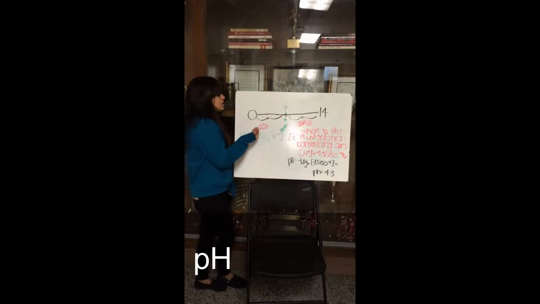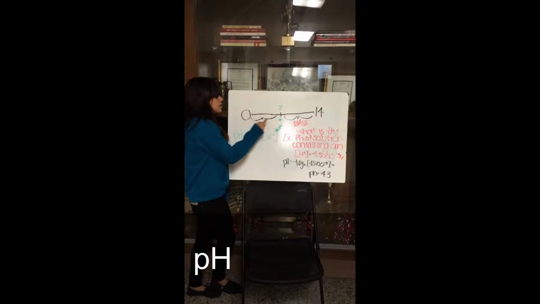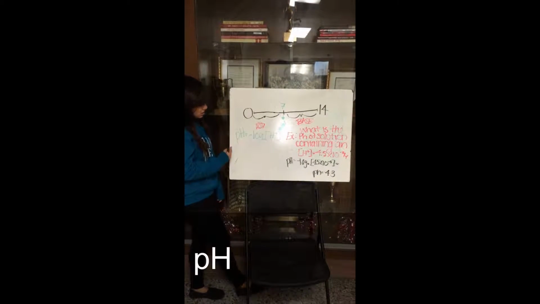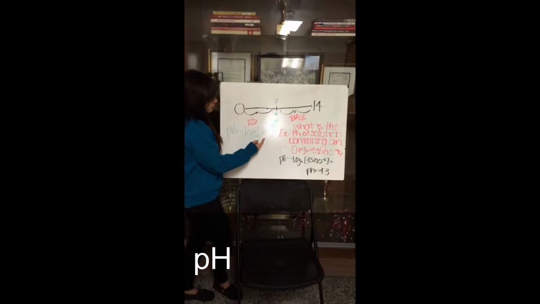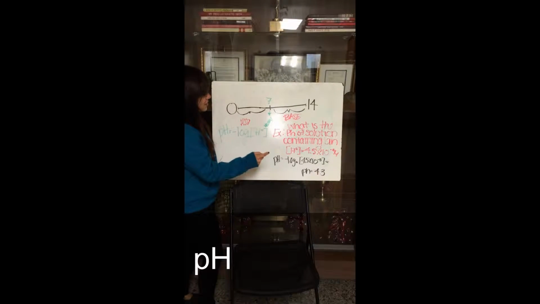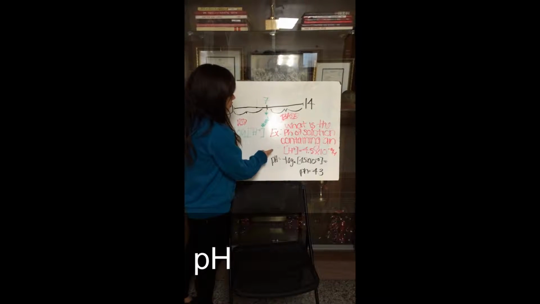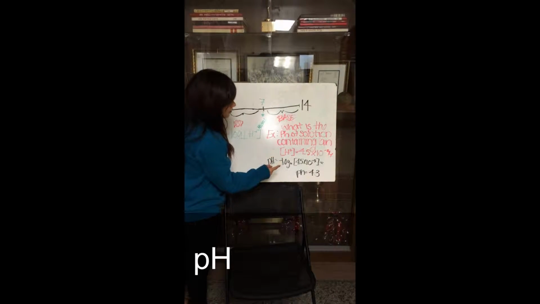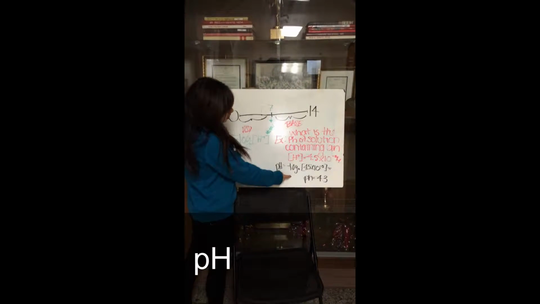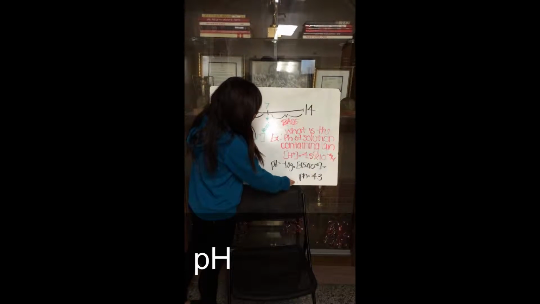The pH scale is from 0 to 14. 7 is neutral, so 0 to 7 is acid, and 7 to 14 is base. The pH equation is negative log of the concentration of H+. An example: what is the pH of a solution containing an H+ concentration of 4.5 times 10 to the negative fifth moles? You plug it into the equation, negative log of 4.5 times 10 to the negative 5, which equals 4.3.